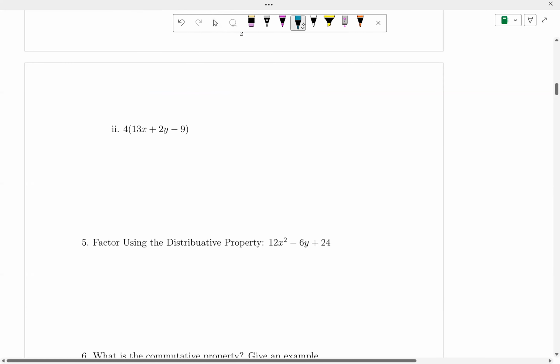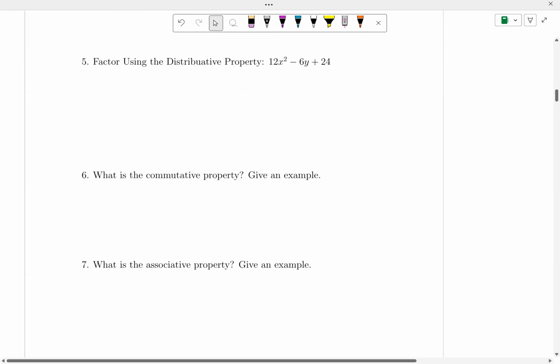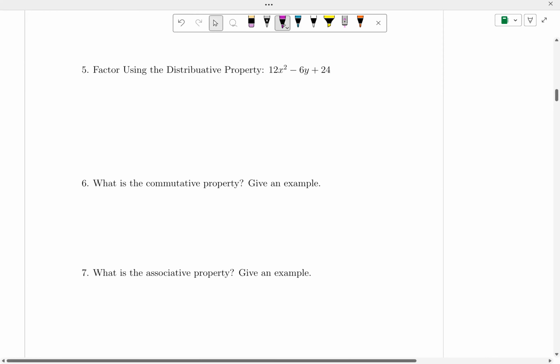If you have a number outside of parentheses, you want to use the distributive property. It's an invitation to multiply the numbers inside of that parenthesis by the number that's outside. So 4 times 13 is 52. So that's going to be 52x plus 8y minus 36. Done. The next question is inviting you to factor.